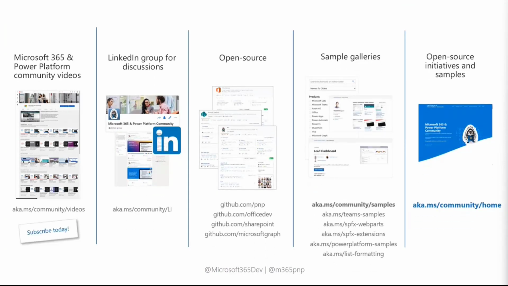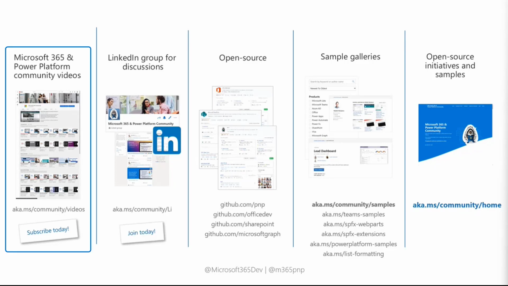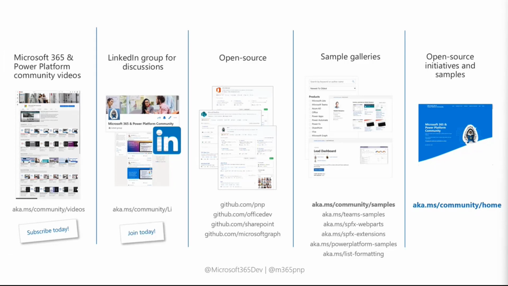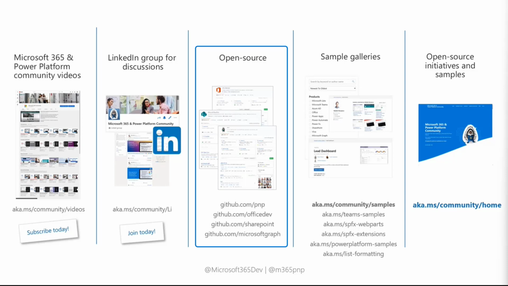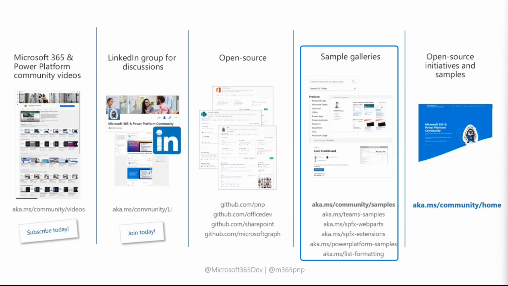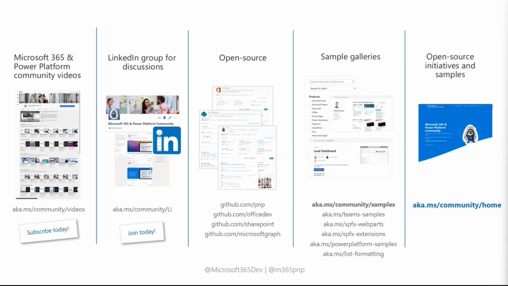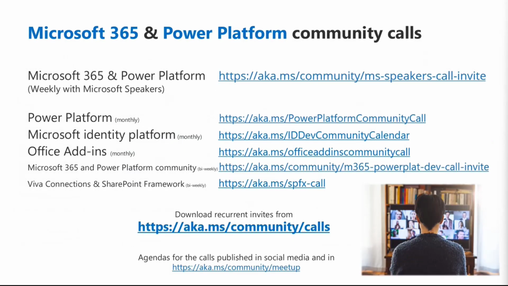We have a lot of initiatives here, and we can see the Microsoft 365 and Power Platform community videos. We have a LinkedIn group for discussions. We have tons of open source initiatives, tons of sample galleries, and more. And you can get to all of those. You can, of course, copy and paste all the URLs that are here, but you only need to remember one URL, which is aka.ms/community/home.